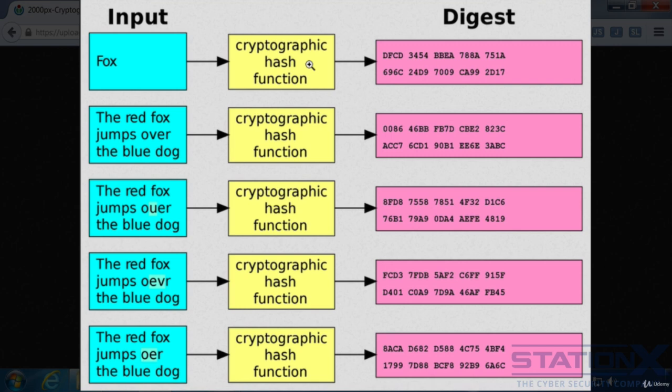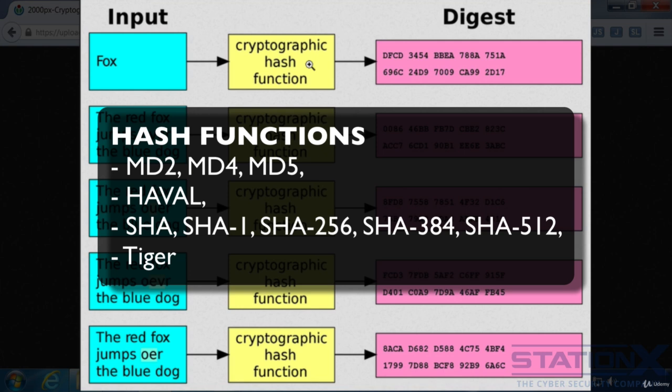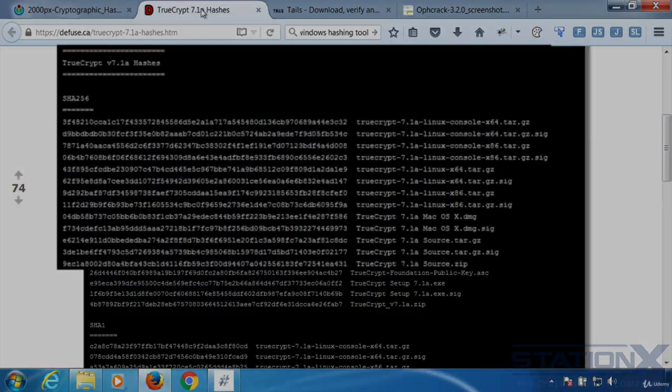So this provides integrity, and it detects unintentional modifications. It does not provide confidentiality or authentication. It cannot detect if an intentional modification has been made. There are many examples of hash functions. You've got MD2, MD4, MD5, Haval, SHA, SHA-1, SHA-256, SHA-384, SHA-512, Tiger, etc. Today, if you're looking at a crypto system, really it should be using SHA-256 or above, which means SHA-384 and SHA-512. Let me show you some examples of this practically being used.